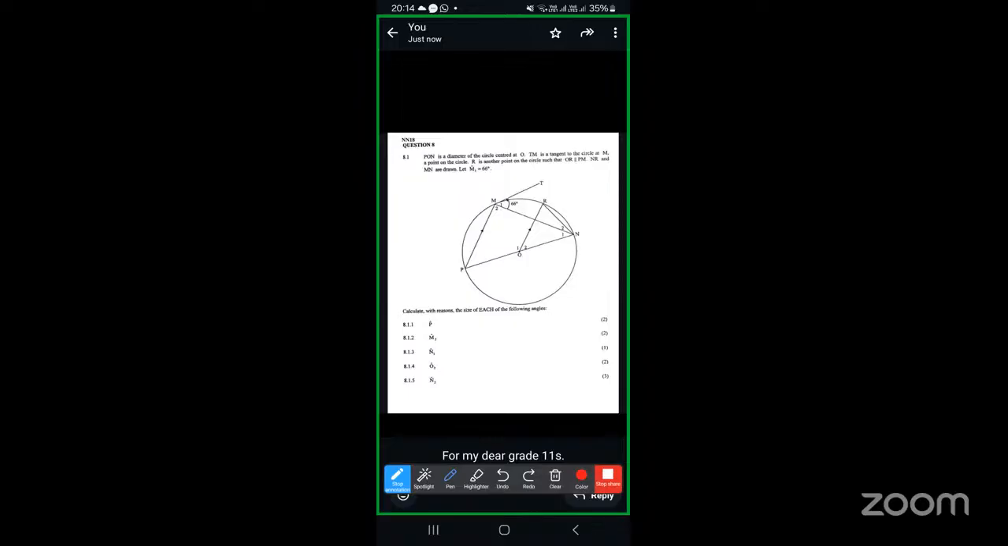They say now, calculate with reasons the size of each of the following angles. 8.1.1, we are required to find the size of angle P. Angle P is right here, and we already found it using DRCPT. That is a tangent. The angle between the tangent and the chord is equal to the angle in the triangle opposite the chord. Therefore, angle P is equal to 66 degrees, reason being tan-chord theorem.